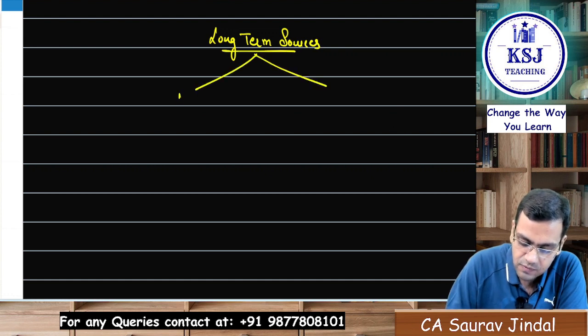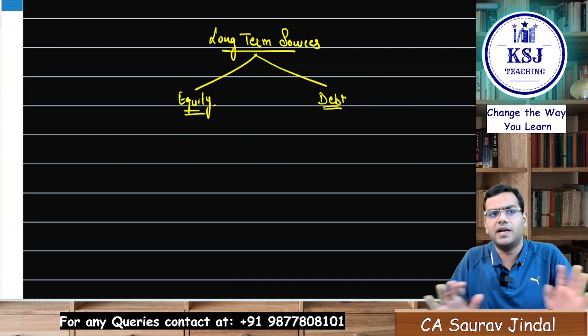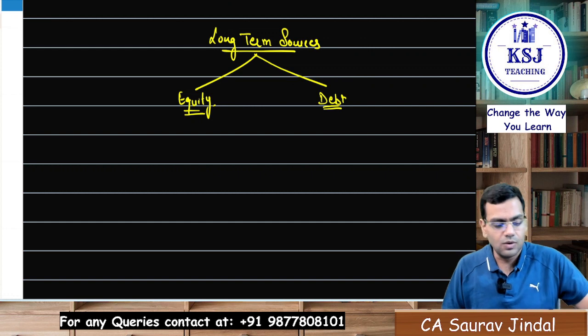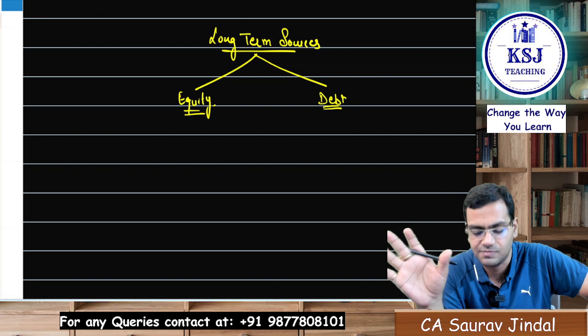One is what we call the equity, right? And another one is what we call debt. So we have discussed this many a times, the equity and debt. What is a debt? What is the equity? What is the ideal ratio between debt and equity? So we have discussed n number of times, isn't it?